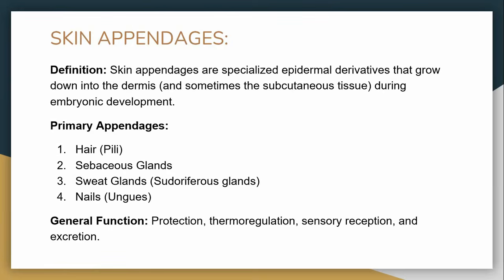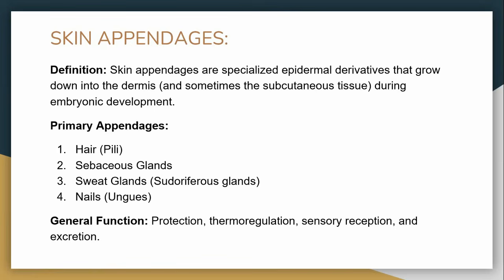Okay, now are the skin appendages, which are the epidermal derivatives or growths that come from the epidermis of the skin, and they grow deep down into the dermis, and sometimes into the subcutaneous tissue also, during embryonic development. So there are some examples of these appendages. Number one is the hair, then sebaceous glands, sweat glands, and nails.